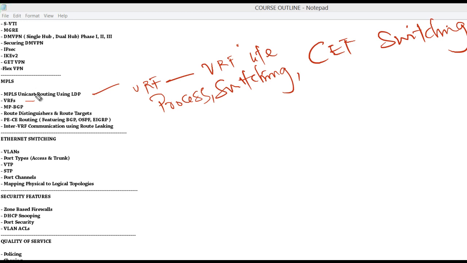We'll talk about route distinguishers, route targets, and what they do for us. I will talk in detail about inter-VRF communication using route leaking. I don't know if you are listening to me now whether you know MPLS or not, but stick on with the channel. By the time we are done, you are going to know OSPF, you are going to know MPLS at the tip of your hands.